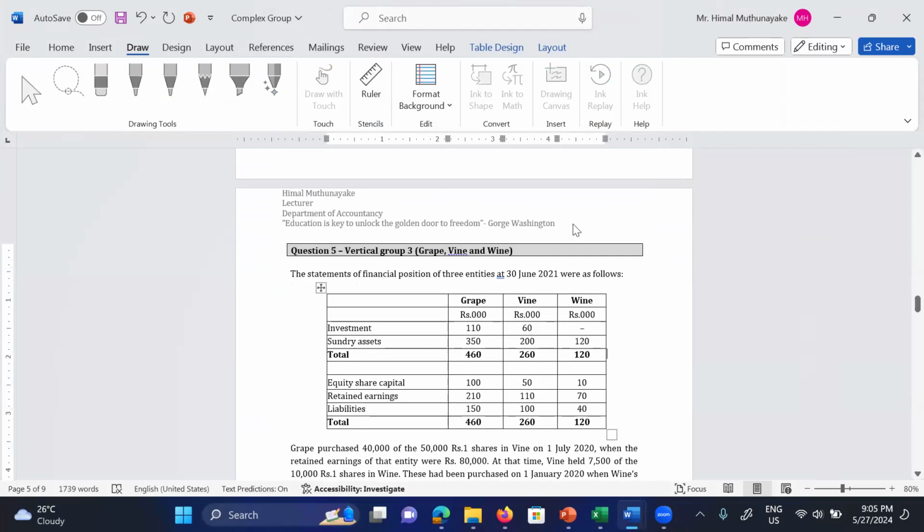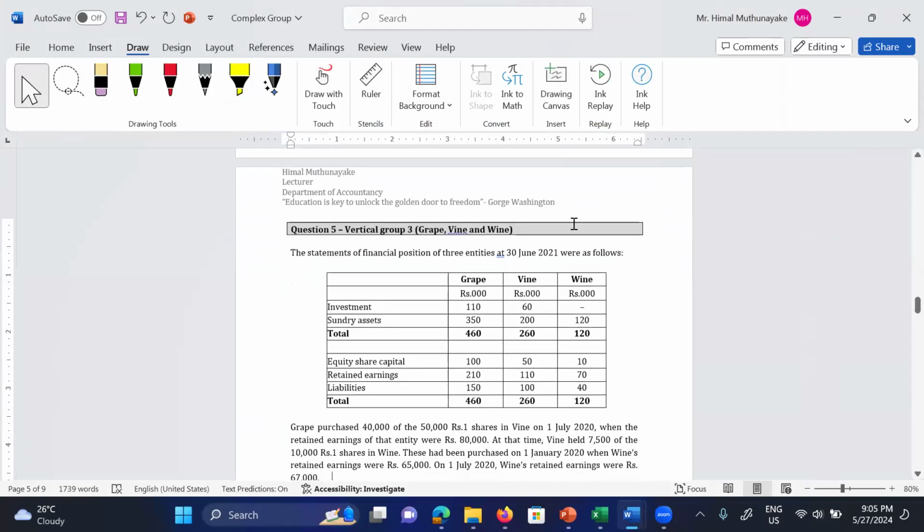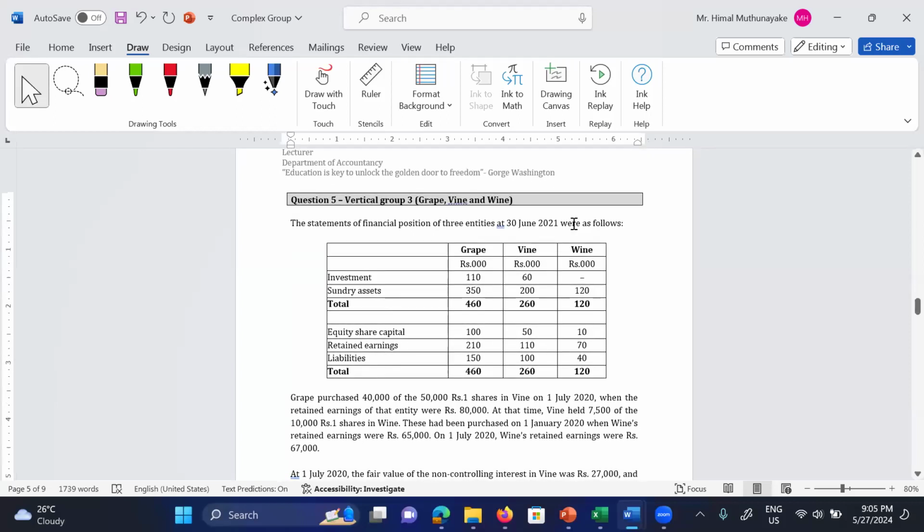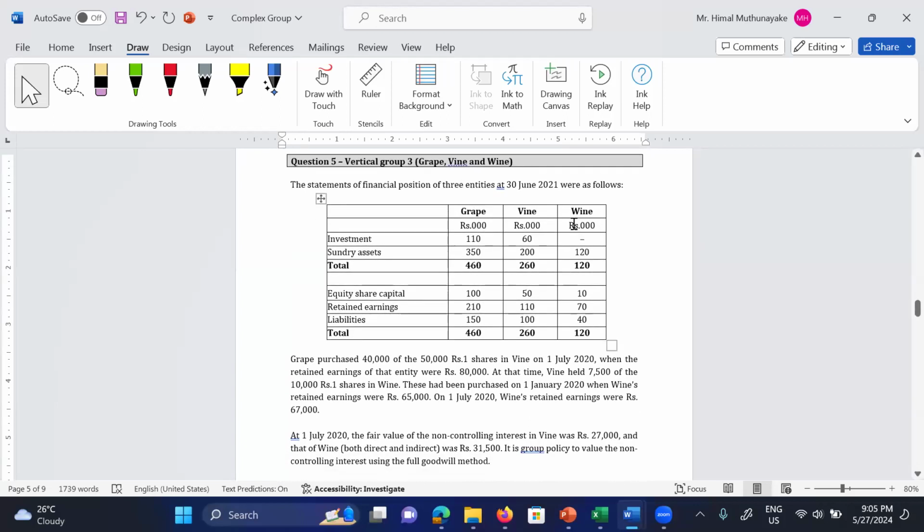Right. Question number 5. The statements of financial position of three entities at 30th June 2021 were as follows: Grape, Vine, and Wine. Grape purchased 40,000 of the 50,000 rupee one shares in Vine on 1st July 2020, when the retained earnings of that entity were rupees 80,000.